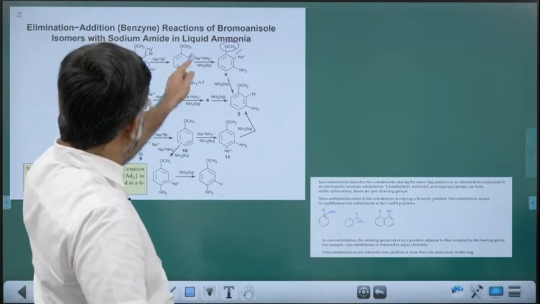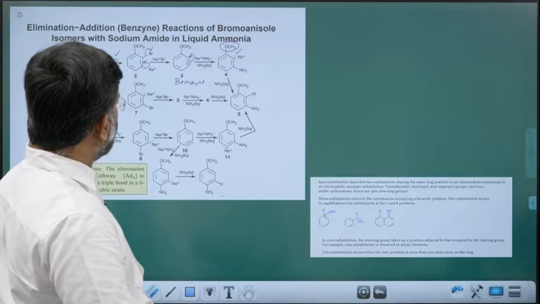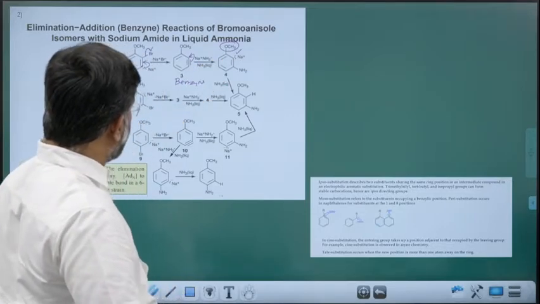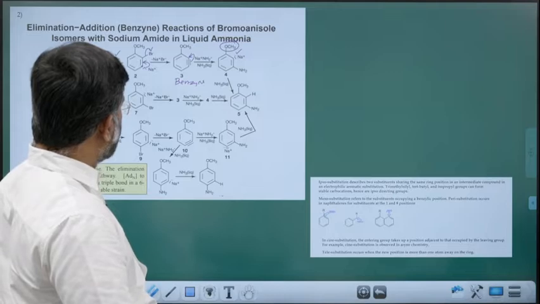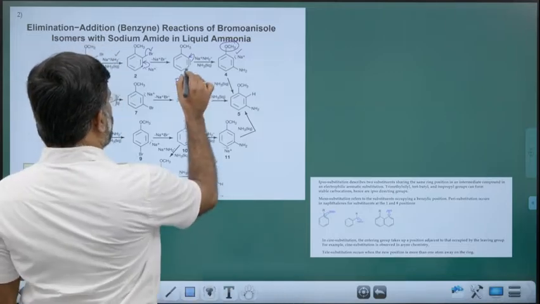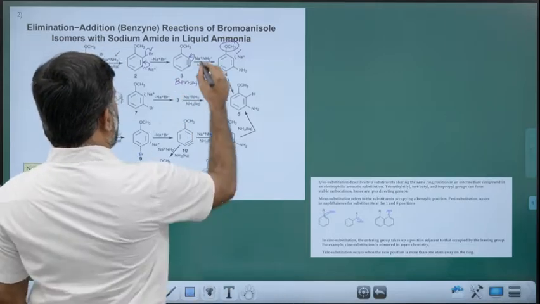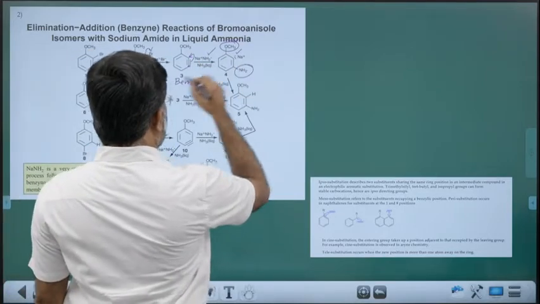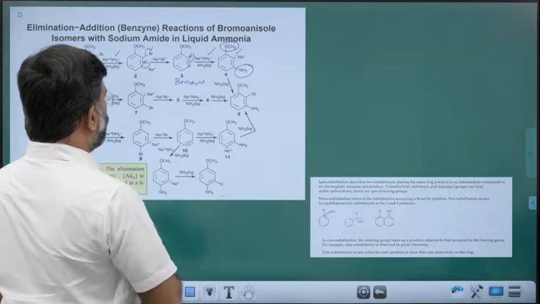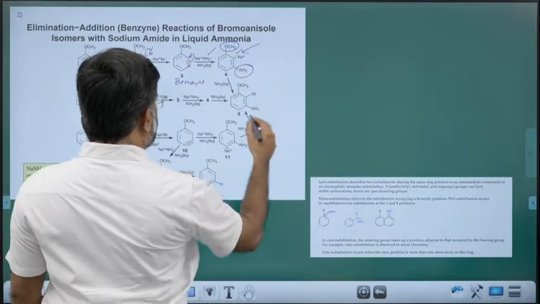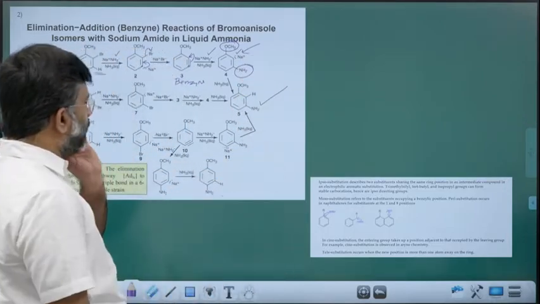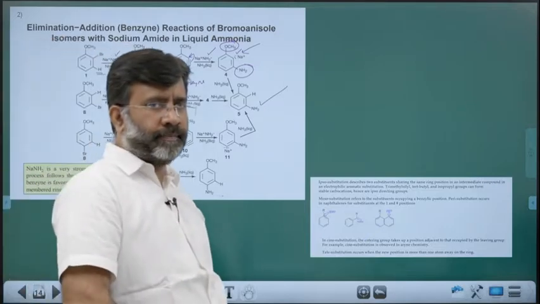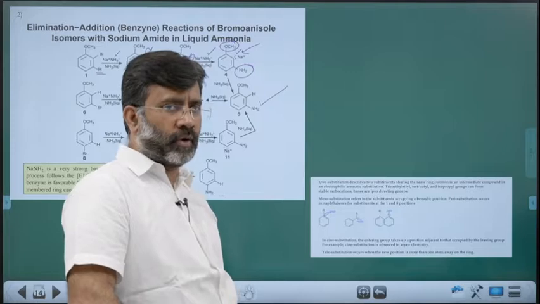The electron density is coming to that position, and you are getting an electron rich center there. Quite naturally, this will be a positive center, and at the positive center ammonia, the amide, will attack, and you are getting a group like this. Now H plus is reverting to this position to get the final product, meta-amino-anisole. Right? Meta-amino product is obtained.